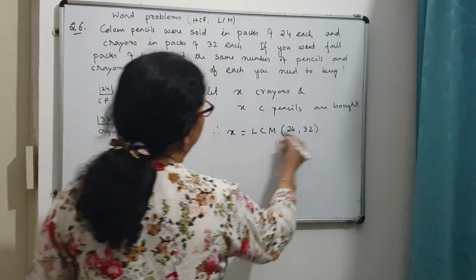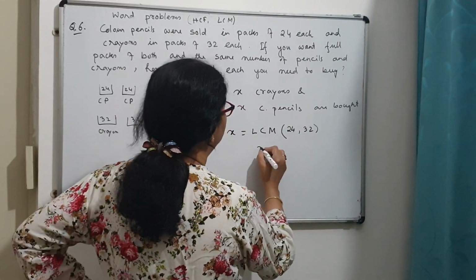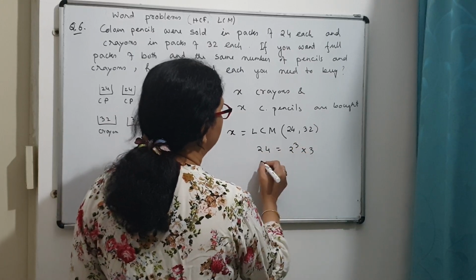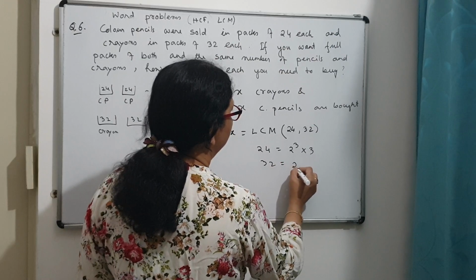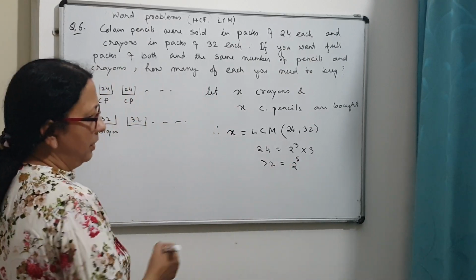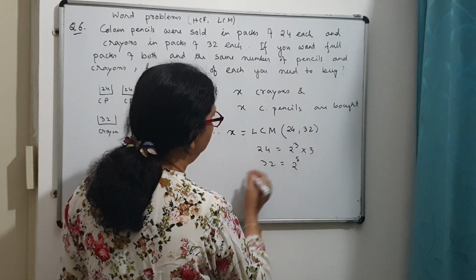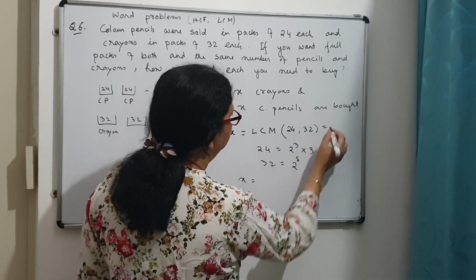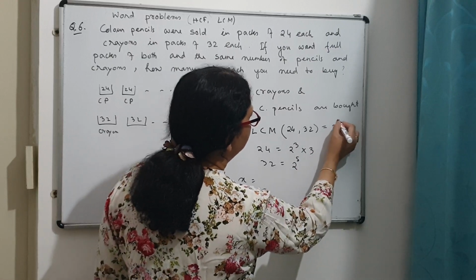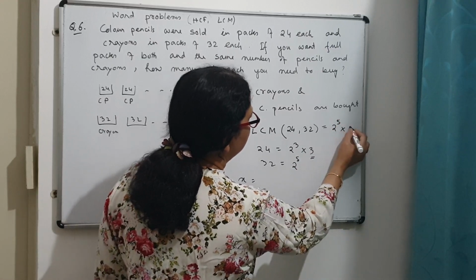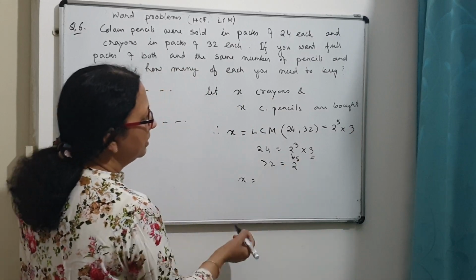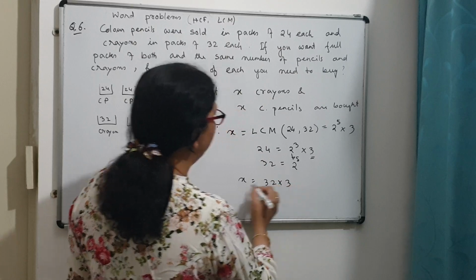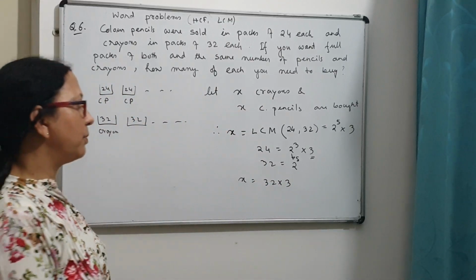Okay, so let me find it out by prime factorization. 24 is 2 cube into 3, and 32 is 2 to the power 5. Therefore what will be the LCM X? The highest power is 2 to the power 5, and this factor 3 is left, which is included here. So it is 32 into 3. No need of multiplying, we keep it in this form. You see why you don't multiply?